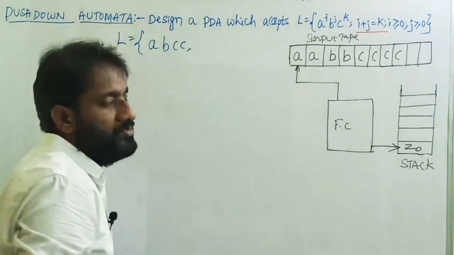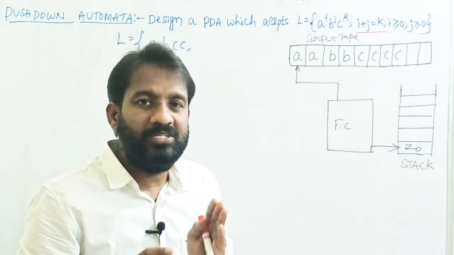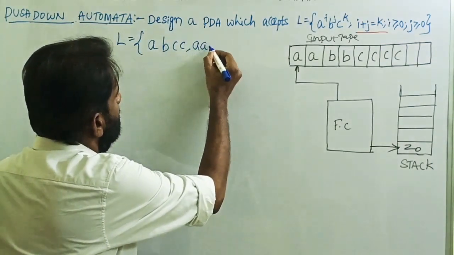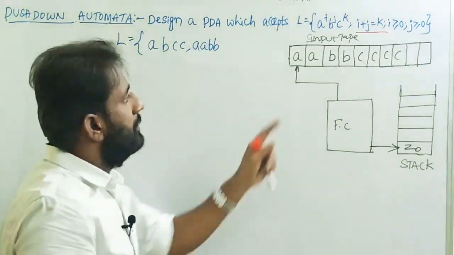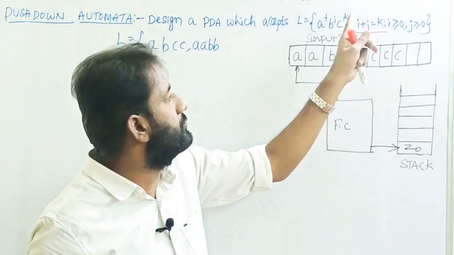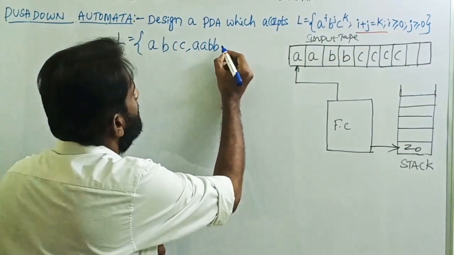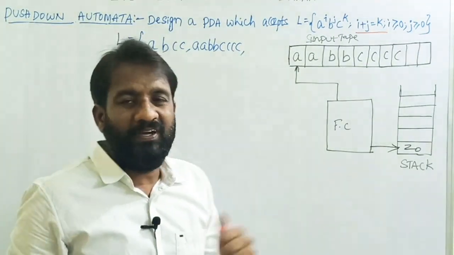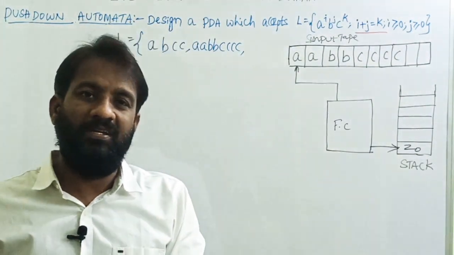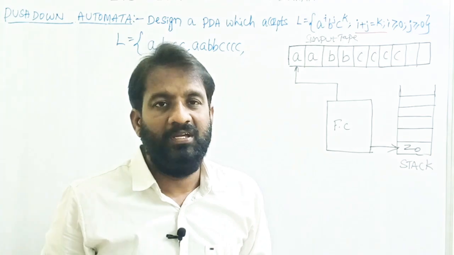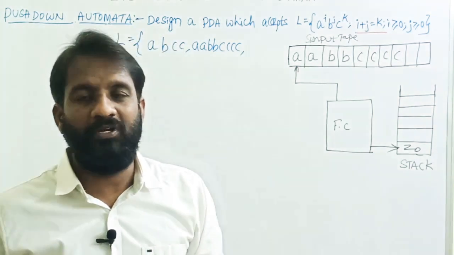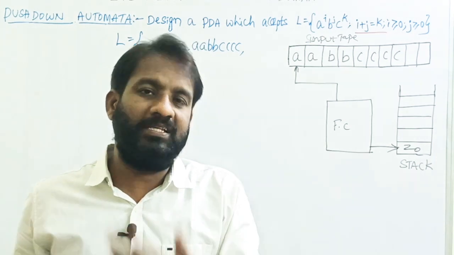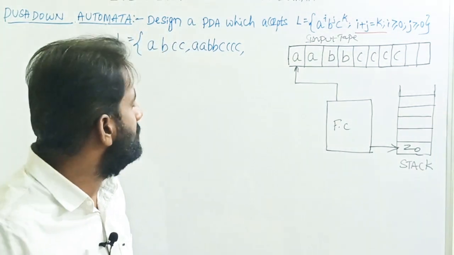Then let's assume if i equals 2, j equals 2. So it is double a, double b. Then 2 plus 2 equals 4, so now k equals 4. That's why how many c's? 4 c's. Then if I take i equals 3, j equals 3, so 3 plus 3, 6. Okay, 3 a's followed by 3 b's followed by 6 c's. So this is the logic.